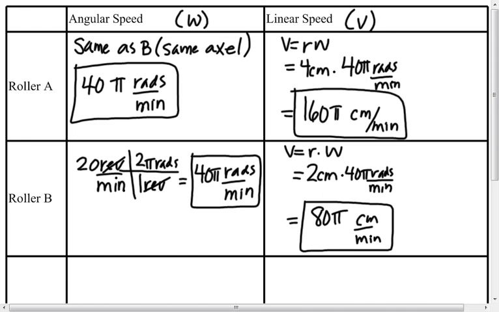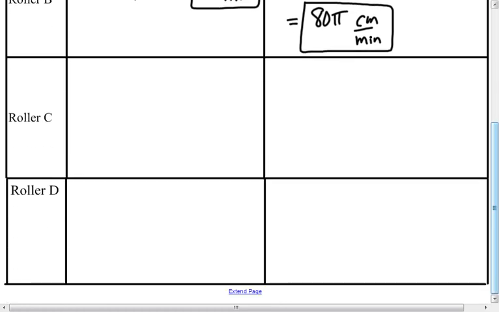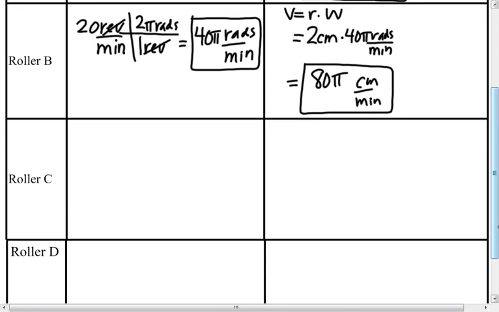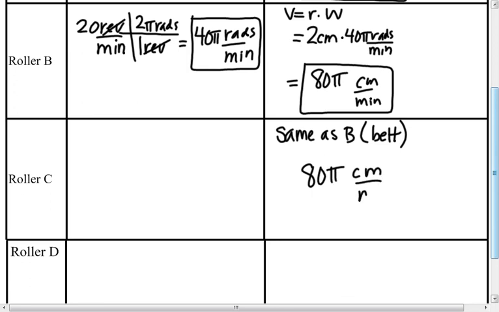All right, so now I've got A done and I have B done. Now I need to try and figure out what I can know about C and D. So let's see. Let's go to C next. And I can see that B and C right here, disc B and disc C, are wrapped by the same belt. And because they're wrapped by the same belt, they will have the same linear speed. So B and C will have the same linear speed. So this is going to be the same as B because it is wrapped by a belt. Okay, so I know that this will be 80 pi centimeters per minute.